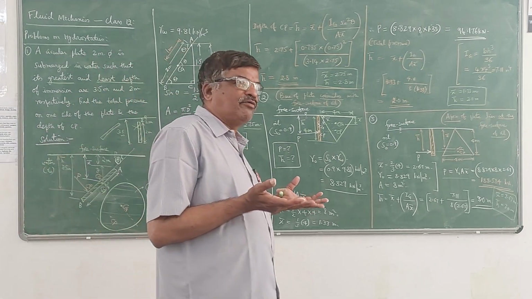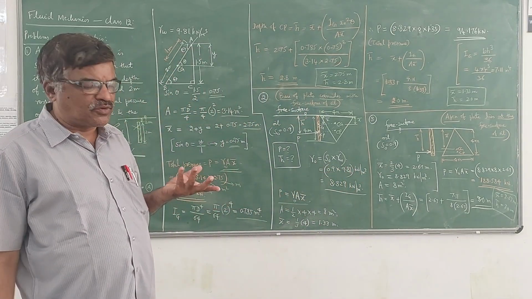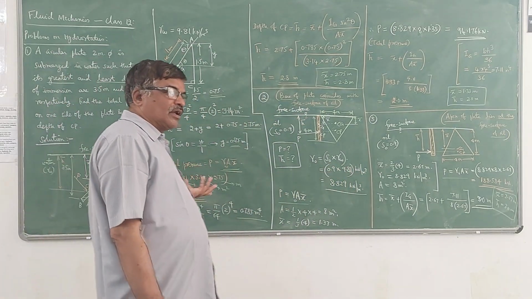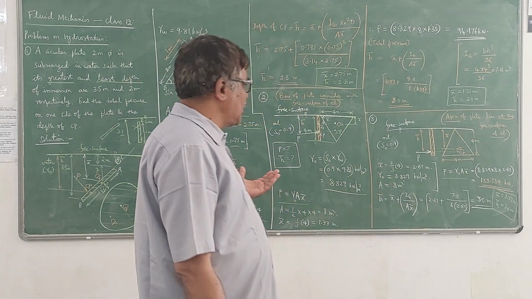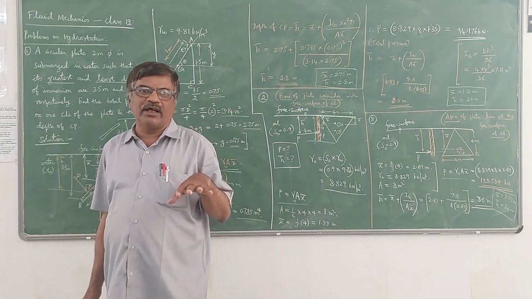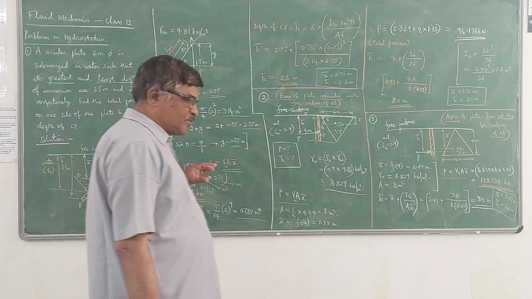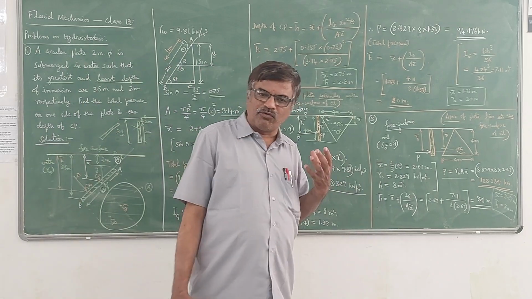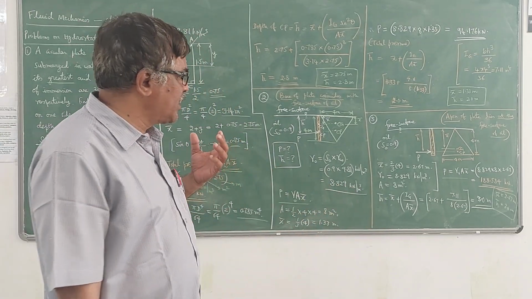If it is a triangle, half into base into height. If it is circular, pi d square by 4. If it is semicircular, pi d square by 8. Whereas for moment of inertia, if it is a rectangle, it is bd cube by 12. If it is triangular, it is bh cube by 36. If it is circular, it is pi d power 4 by 64. If it is semicircular, pi d power 4 by 120.